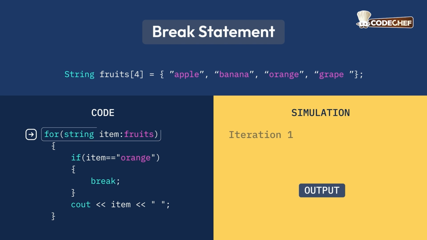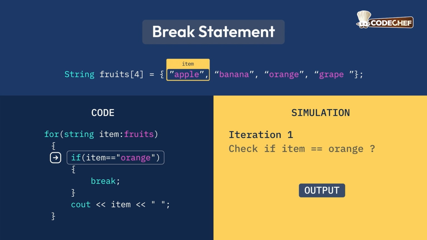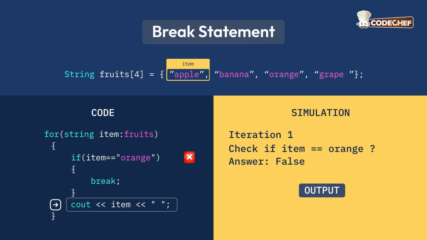In the first iteration, item value is apple. Control moves to the if statement where we check whether the value of item is orange or not. Since apple is not equals to orange, the condition fails. Control skips the entire if block and print statement is executed.